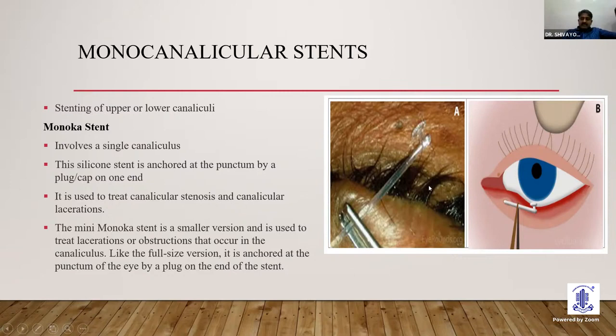The availability of the mini Monoka stent in the Indian market has totally changed the management of canalicular laceration or canalicular tear. If you remember, in our resident times, we used to pass an IV Venflon into the lower canalicular system and try to tie it near the punctum, and invariably it used to come out. A lot of fuss with those Venflons and IV cannulas. So availability of this mini Monoka stent, again thanks to Aurolab, which supplies the Aurostent, I use a lot of these in lower canalicular tear or upper canalicular tear.